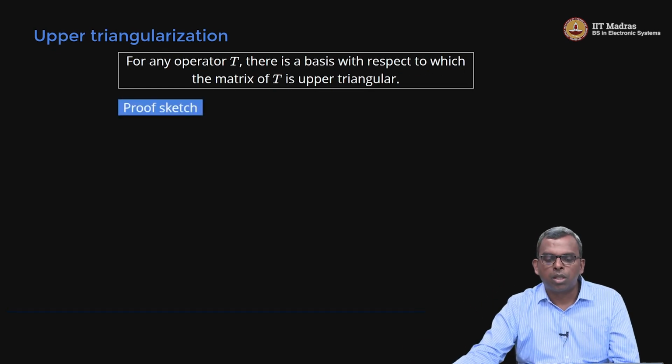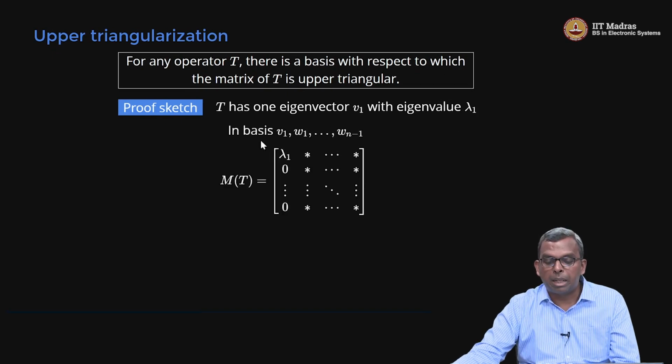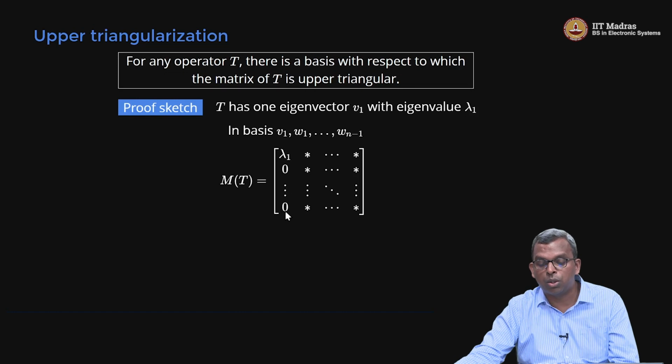Okay, the proof I'll only sketch. The proof in detail is a bit of an abstract work, so we'll just give you a sketch of it. T has definitely one eigenvector v1 with eigenvalue lambda 1, right? So you pick a basis which is v1, and then you extend v1 to find a basis for F^n. In this basis, the matrix of T will have lambda 1 as the first coefficient followed by a bunch of zeros, and then the remaining entries will be whatever, I don't know what the stars are.